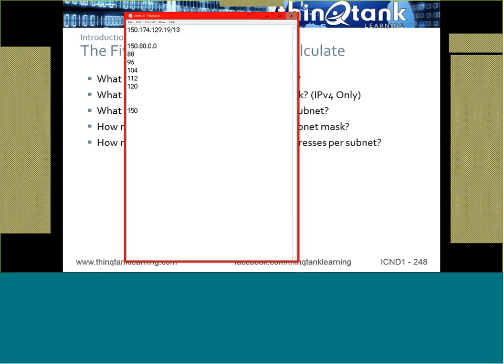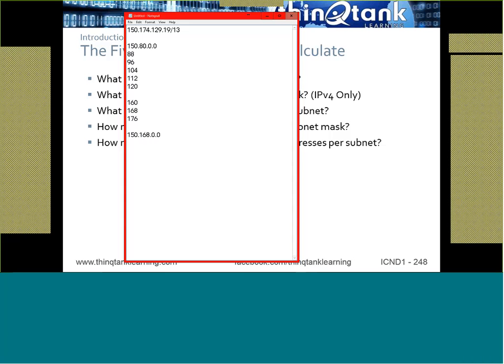160 is a network. 168 is a network. Now we're getting close to our network, all right? Then we've got 170, what is it, 174? All right? So the network ID for my host is 150.174.0.0. The broadcast, what's the next network after 174? 176, yes, sorry. All right. So actually, we went past, right? So the network for our host is 168.